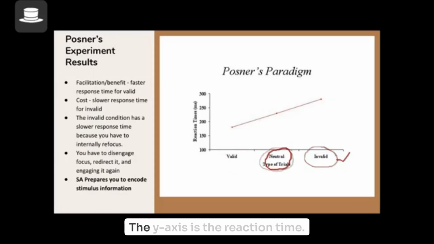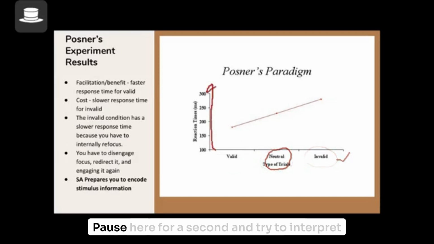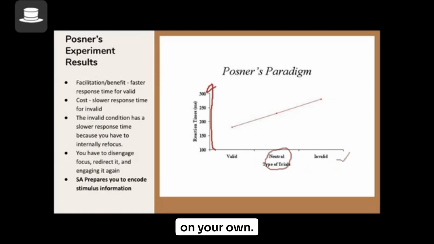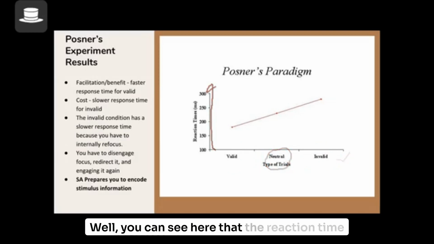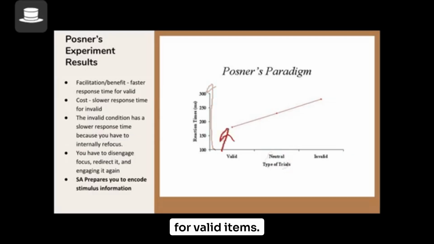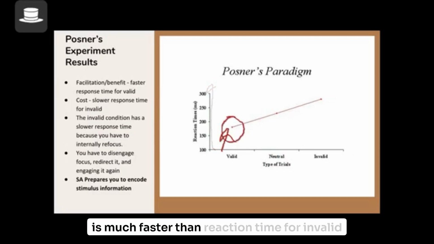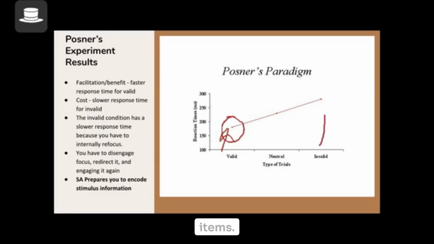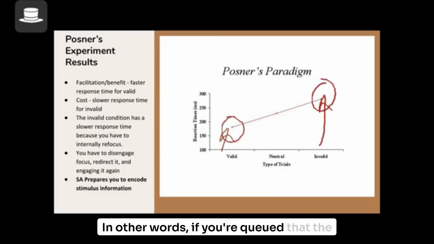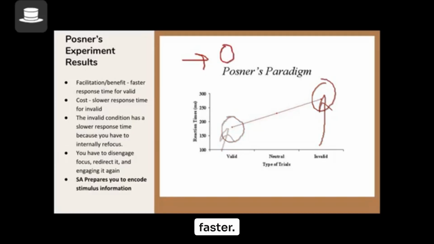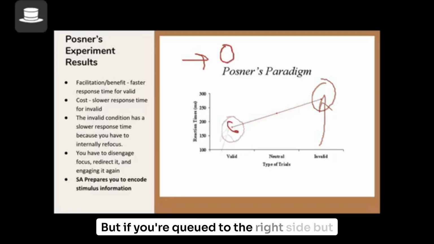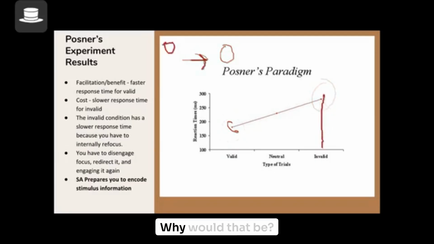What do you see here? The y-axis is the reaction time. Pause here for a second and try to interpret on your own. Well, you can see here that the reaction time for valid items is much faster than reaction time for invalid items. In other words, if you're cued that the object will be on the right side, and you see an object on the right side, you're faster. But if you're cued to the right side, but the object is shown on the left side, then you're taking more time. Why would that be?